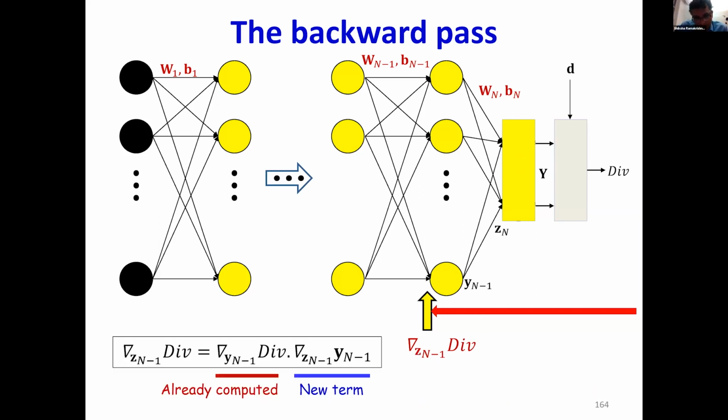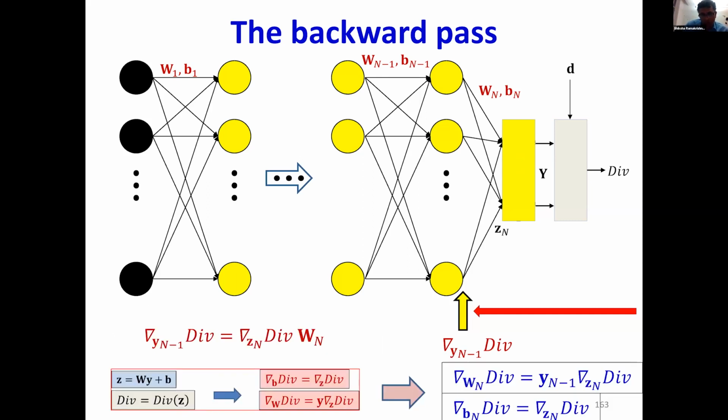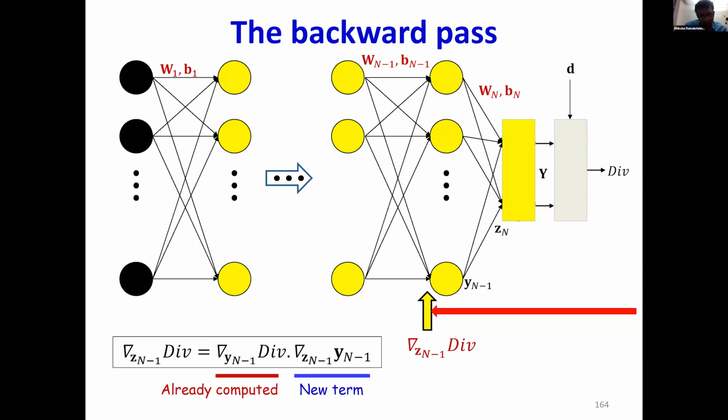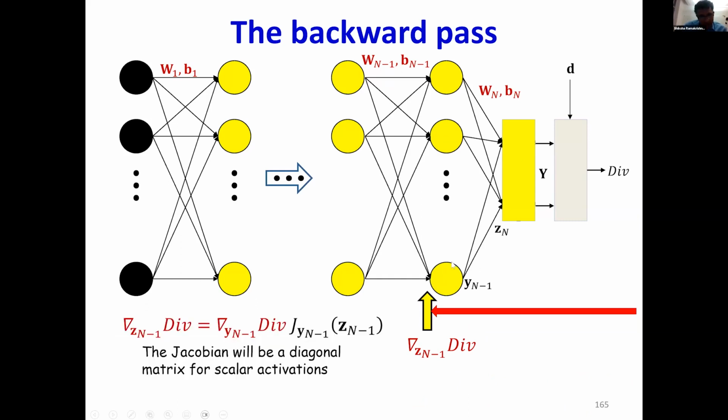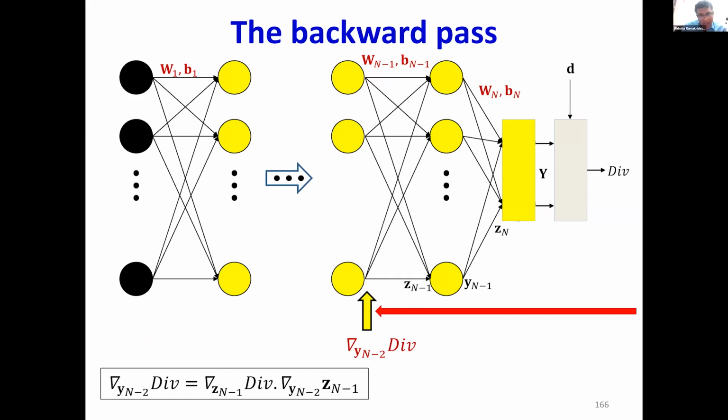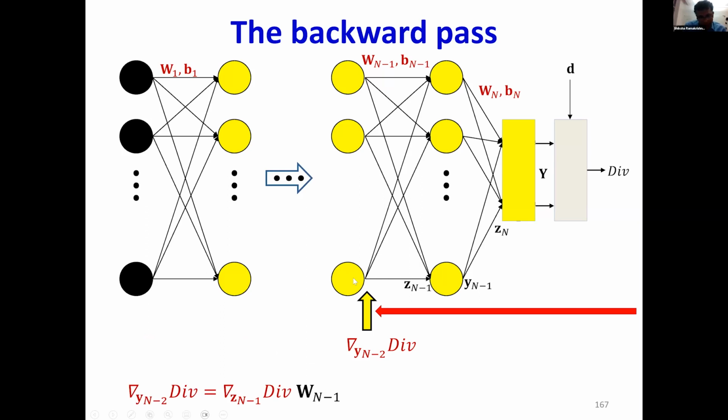So here's how I can do this. At this point, I have the derivative with respect to Y, right? So then I can take a step back and compute the derivative of the divergence with respect to Z. I'm going to multiply the derivative with respect to Y by the Jacobian of this activation, right? And then I can go back and say the derivative with respect to this Y is the derivative with respect to this Z times the derivative of Z with respect to this Y, which is just the weight matrix. Making sense?